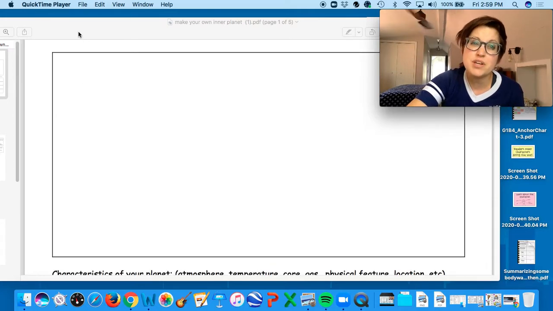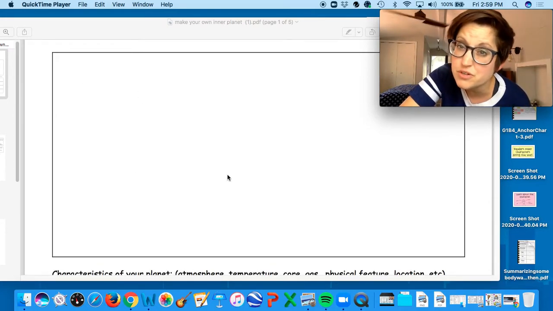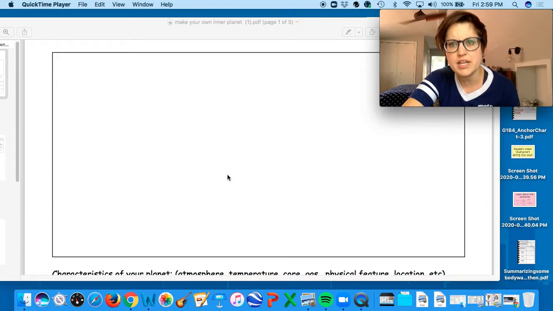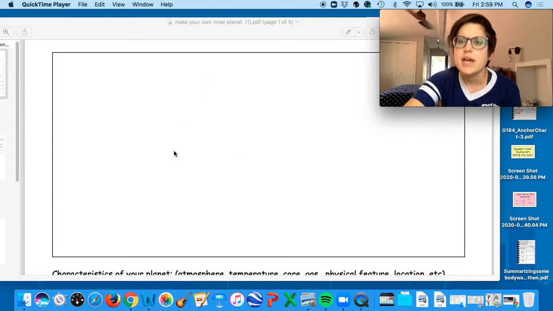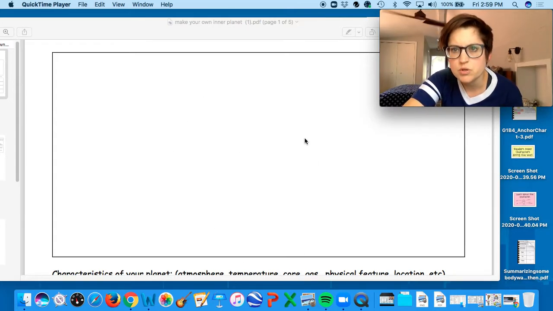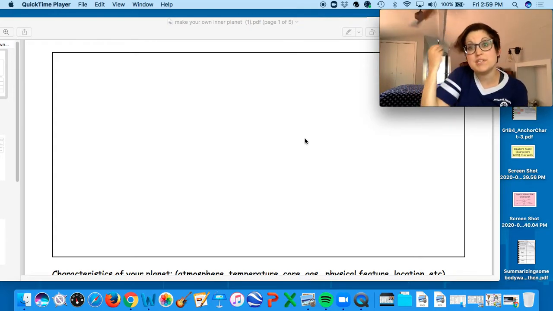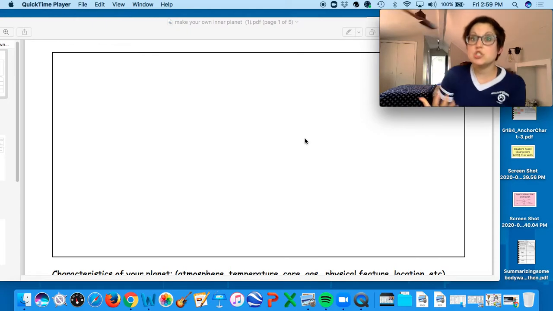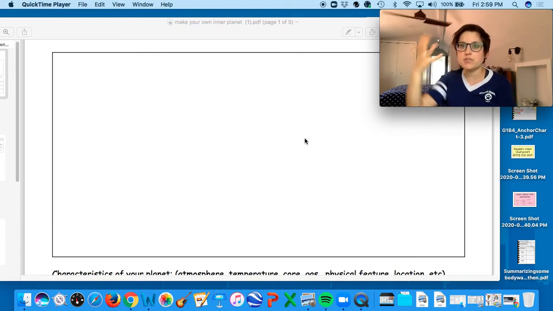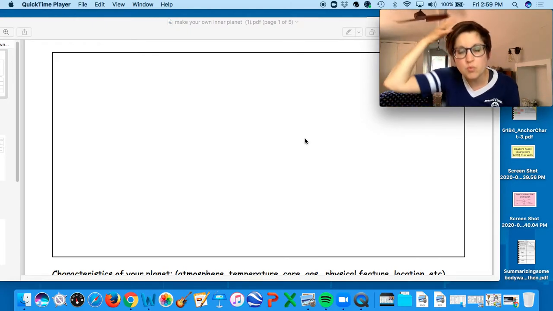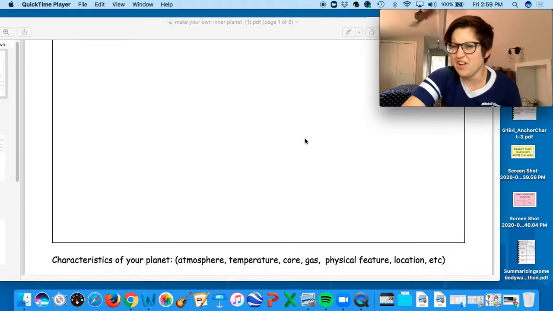Now, I don't want to see just scribbles here though, first grade. I want you to really be a scientist. I want you to take your time and really show me what your planet would look like. Does your inner planet have an atmosphere? What is it made up of? What does its surface look like? Does it have clouds? Does it have weather? Does it have landforms? What would it look like? And what color would it be?